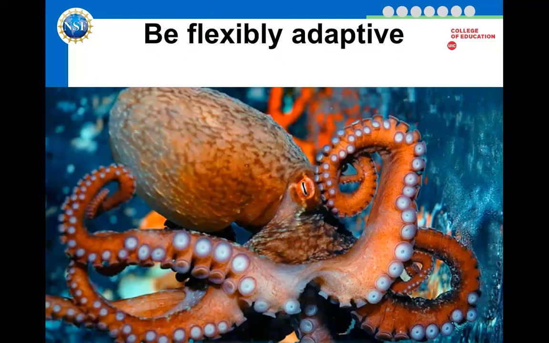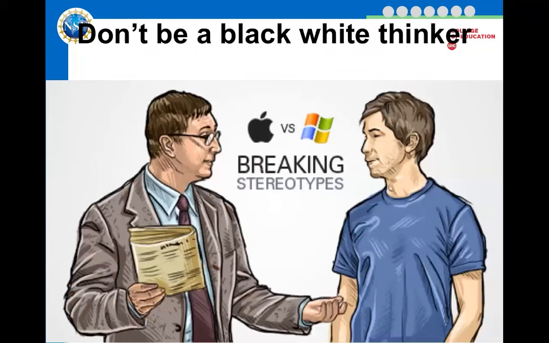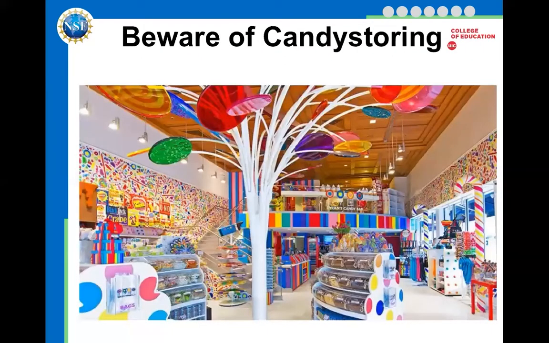So in doing this work, I think it's really important to be flexible and adaptive. It's important to be able to think in new ways, right? So we can't just be thinking in terms of black and white, you know, PC versus Mac. We have to be able to be flexibly adaptive and look at things in new ways.